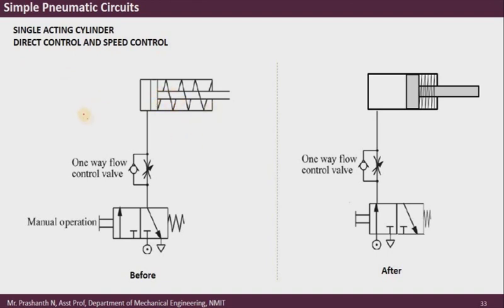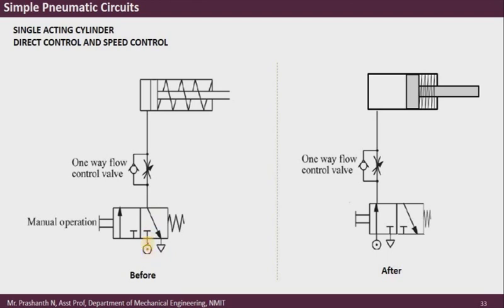Here you have an example where a single acting cylinder is used. It is direct control because the output of the control valve is directly given to the actuator. Of course, in between this actuator and the direction control valve, you have the flow control valve. This is basically a one-way flow control valve, which we just discussed.